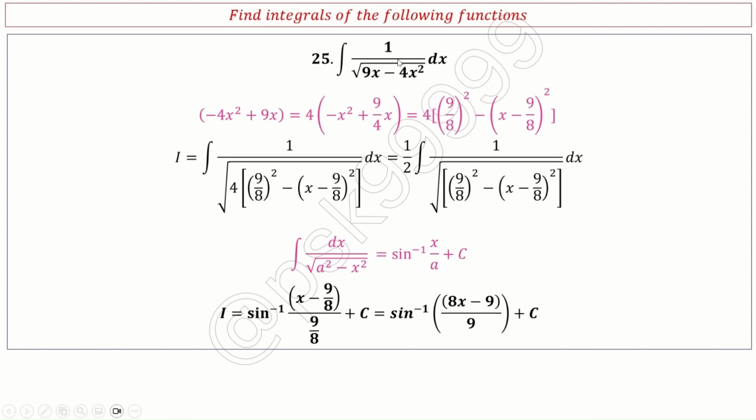Okay, so for the 25th, I express my 9x minus 4x square in this form, trying to convert it into a standard form. The standard form I got here is 4 times ((9 by 8) whole square minus (x minus 9 by 8) whole square). This is in the form of a square minus x square. Correct, a square minus x square. 1 by square root of 4 is 1 by 2, so I am taking 1 by 2 out of the integration. This is in the form of integration of dx divided by square root of a square minus x square, which is sine inverse of x by a.